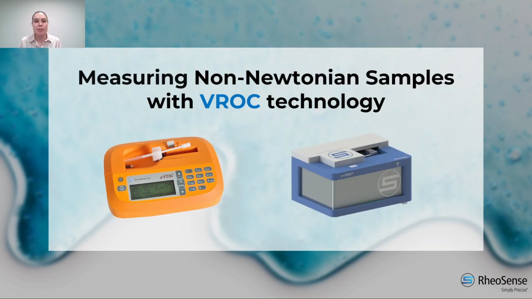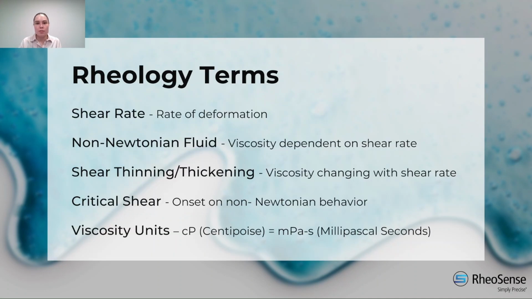So today I just want to start out with talking about how we can measure these non-Newtonian samples with VROC technology, as well as why these samples, in a general sense, are shear thinning or shear thickening. So to start out, before we even get into why this is happening and how we test this, I want to talk about some main terms that I'll be using in this presentation as well as throughout this webinar.